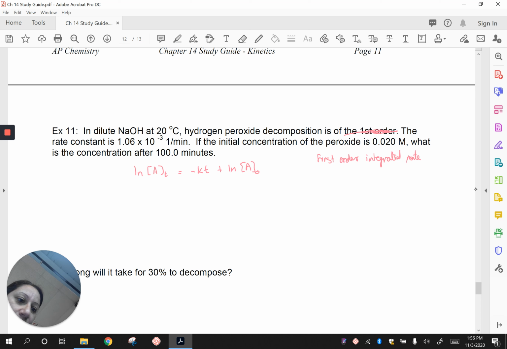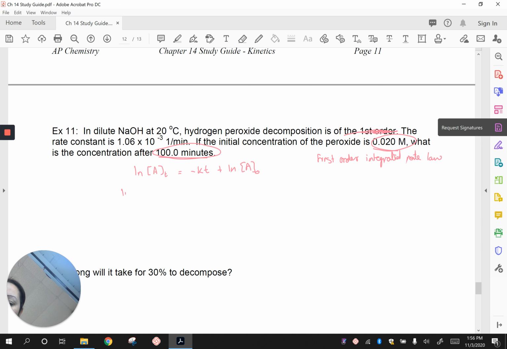And again, I knew that I want to use the integrated rate law because I'm talking about time versus concentration here. So what am I trying to find? Well, it's giving us the initial concentration, it's giving us K, it's giving us time. They want to know what is the concentration after 100 minutes. So we are solving for this right here.